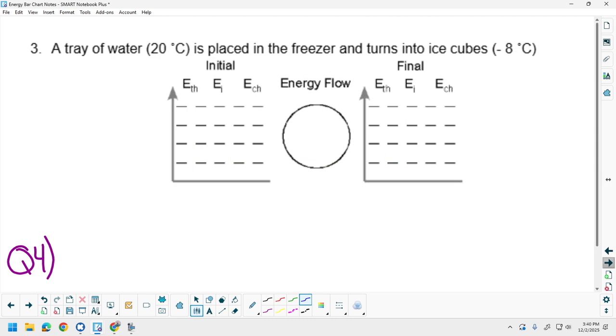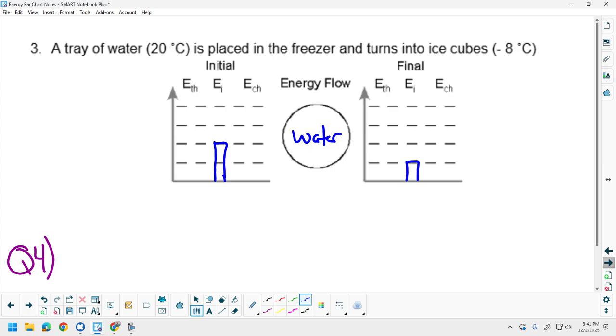Example number 3, a tray of water at 20 degrees Celsius is placed in the freezer and turns into ice cubes. So this is kind of the reverse of what we saw from that one example earlier in the notes. So that tray of water starts as a liquid, so we got 2 bars of interaction energy. But as it sits in the freezer, it's going to turn into a solid, so it's going to lose some interaction energy as it goes to the solid state, so 1 bar for solid.